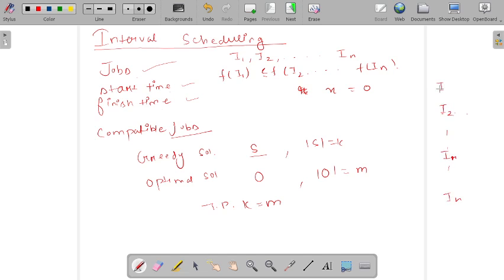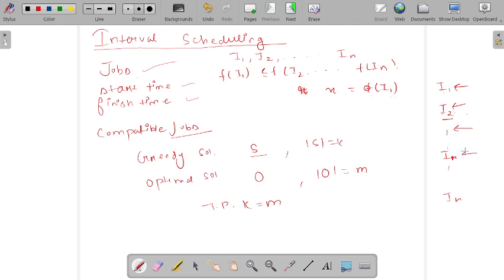and in each iteration we check if the starting time of the interval is greater than this x value, we can update x as the finishing time of the interval. So in this case, x becomes the finishing time of I1. So in the next iteration, we check if the starting time of I2 is greater than the finishing time of I1. That means I2 is compatible with I1. If not, we check the next interval, and so on.